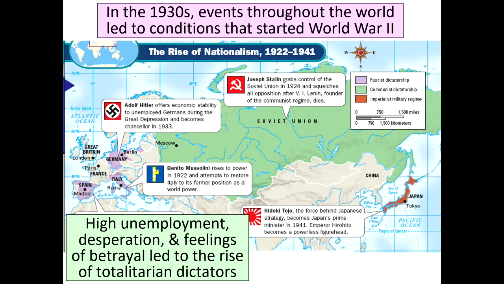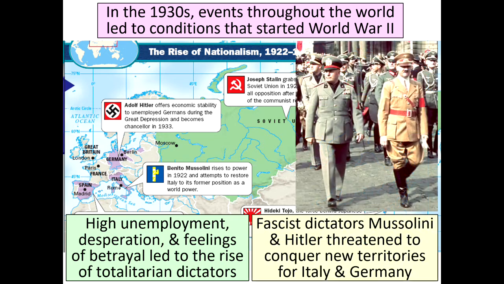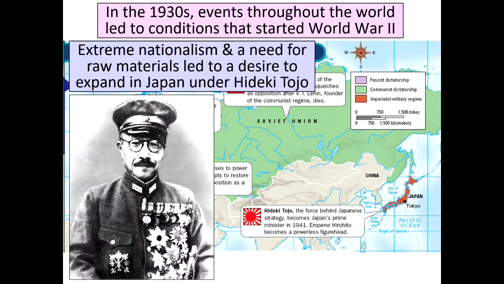High unemployment, desperation, and feelings of betrayal led to the rise of those totalitarian dictators. Fascist dictators Mussolini and Hitler threatened to conquer new territories for Italy and Germany. Extreme nationalism and a need for raw materials led to a desire to expand in Japan under Hideki Tojo.